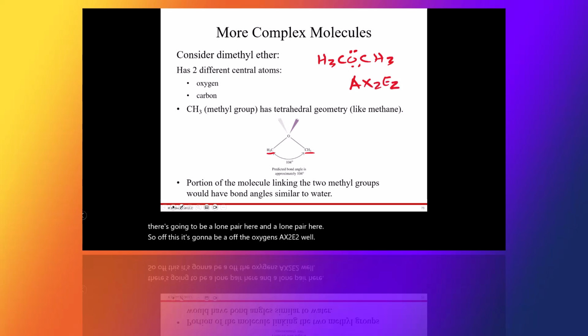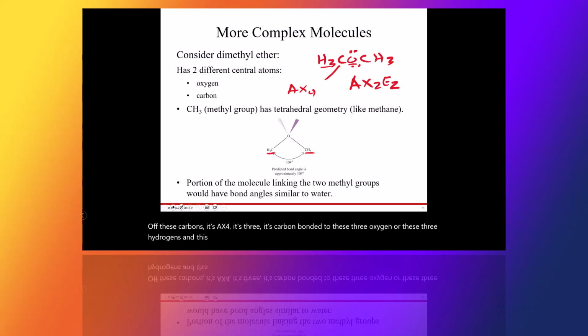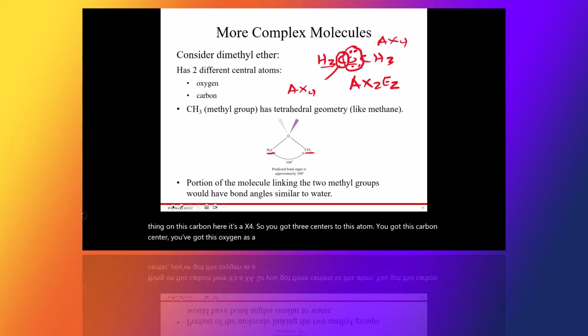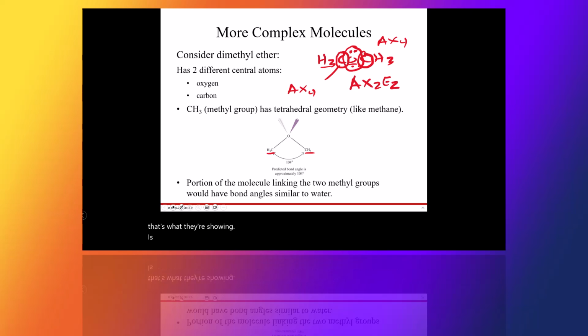Well, off these carbons, it's AX4. It's carbon bonded to these three hydrogens and this oxygen. So there's 4 bonding groups coming off that carbon. Same thing on this carbon here. It's AX4. So you've got 3 centers to this molecule. You've got this carbon center, you've got this oxygen as a center, and you have this carbon as a center. So that's what they're showing, is that this particular molecule has 3 centers to it.